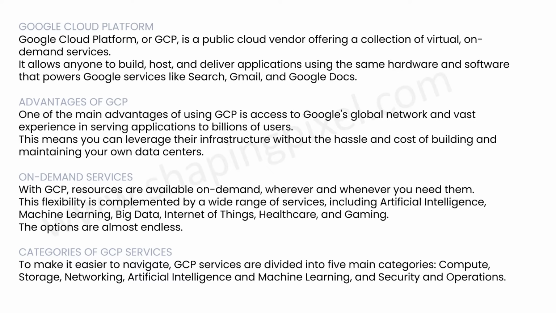To make it easier to navigate, GCP services are divided into 5 main categories: compute, storage, networking, artificial intelligence and machine learning, and security and operations. In the coming videos, we will explore each category in more detail, giving you a comprehensive understanding of GCP's offerings.